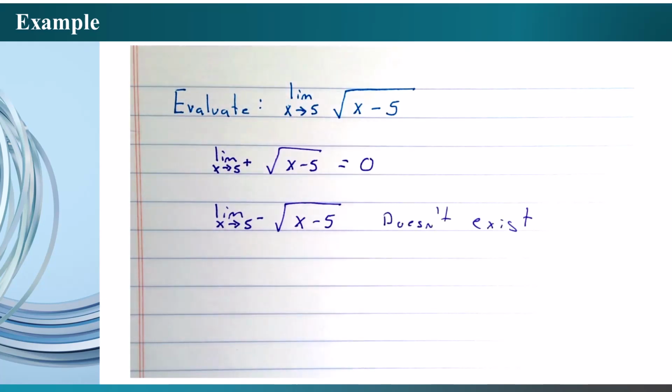Now, since the general limit only exists if the limit coming from the left is equal to the limit coming from the right, we see that the general limit here also doesn't exist.